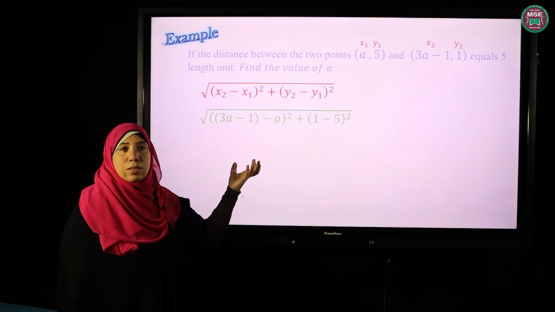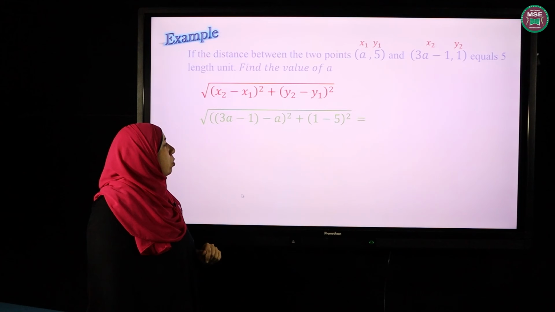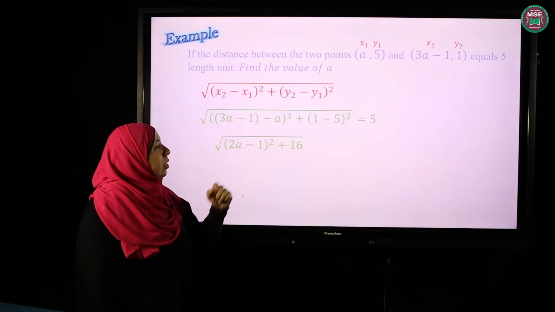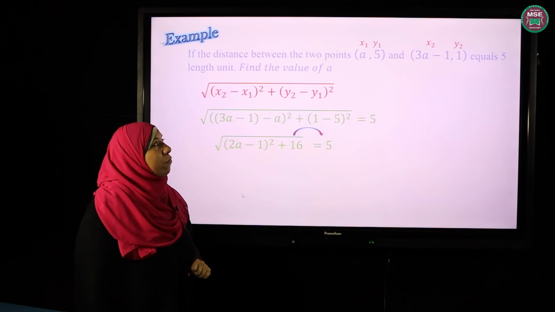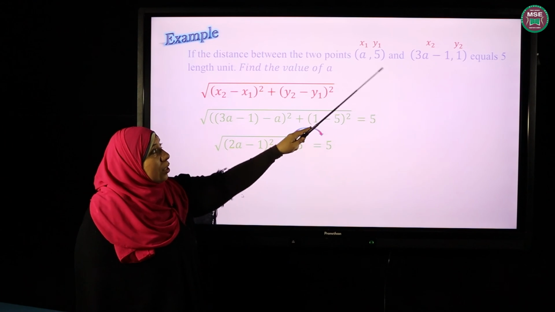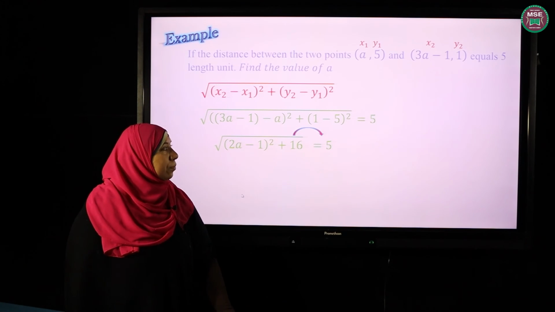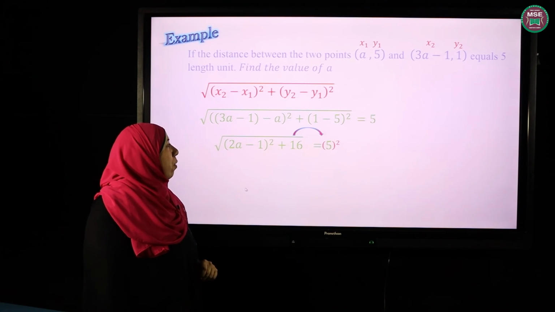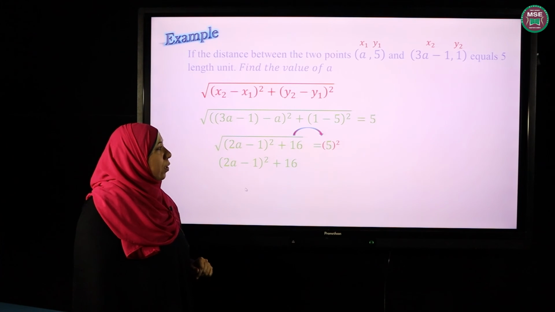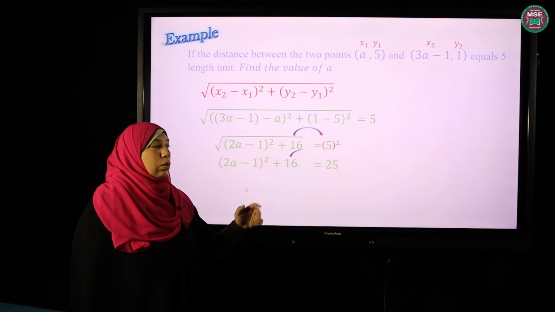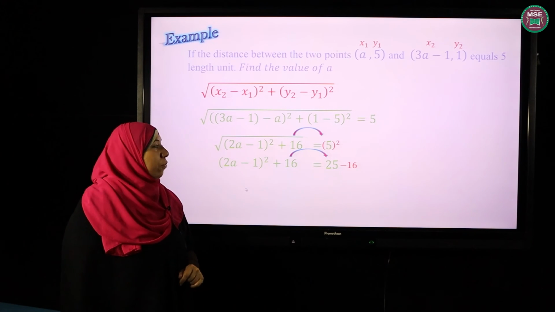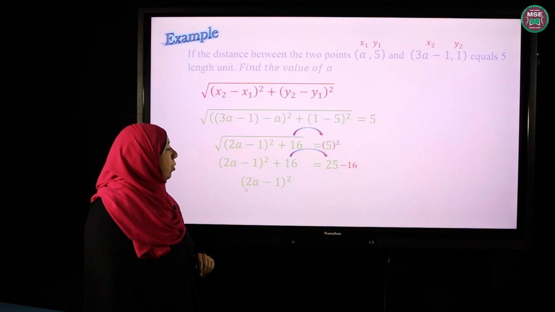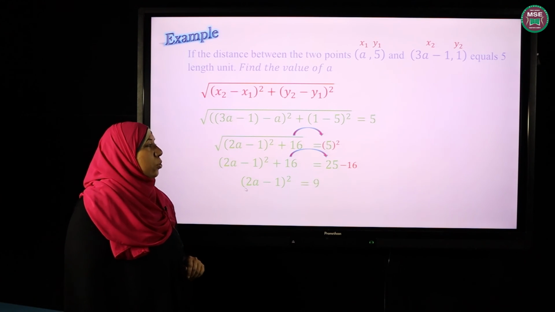We will simplify this a little. 3a minus a is 2a, minus 1. 1 minus 5 all to the power 2 is 16 inside the root. All this equals 5 because he said that the length equals 5 length units. Removing the square root is the first step. It will be 5 to the power of 2, so all the numbers inside the root equal 25. 16 will go to the other side with the negative sign. So the bracket (2a minus 1) to the power of 2 equals 9.